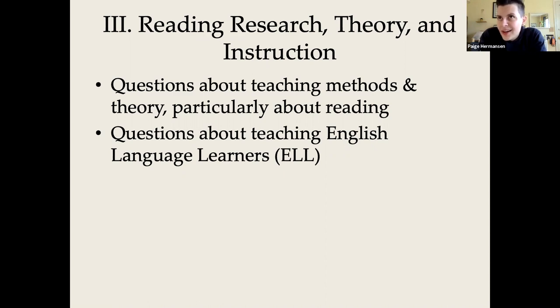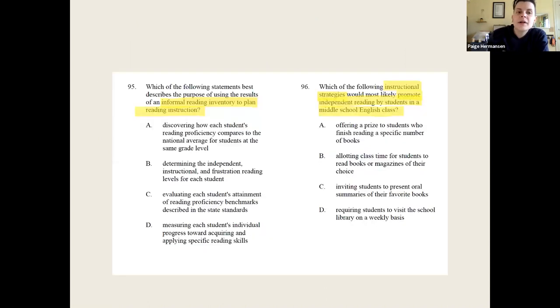But the good news is I can help you by helping you eliminate wrong answers when it comes to these kinds of questions. So these are two examples of questions in that area. Which of the following statements best describes the purpose of using the results of an informal reading inventory to plan reading instruction? A lot of these kinds of questions too, I think, if you sit with them for a minute, they become kind of intuitive. So that's something I think that's beneficial. Here's another question. Which of the following instructional strategies would be most likely to promote independent reading by students in a middle school English class?